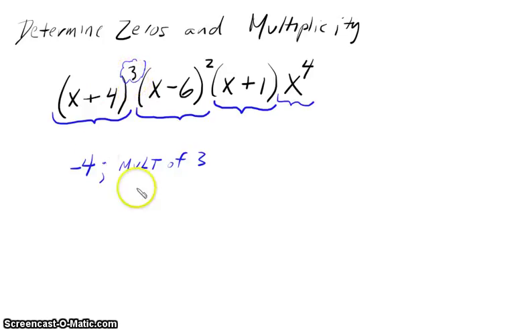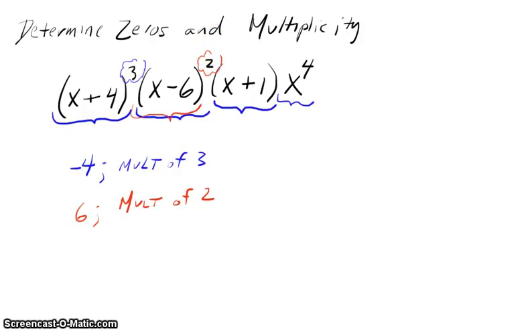And we'll get to the other one, okay? So the next one, we'll do it in red. All right, so we're going to look at this one right here. And the answer is going to be 6 with a multiplicity of, drum roll, 2. Because of this 2 right here, okay?